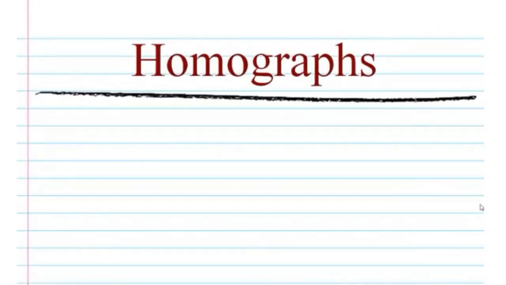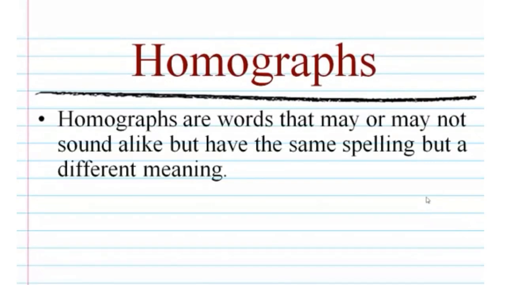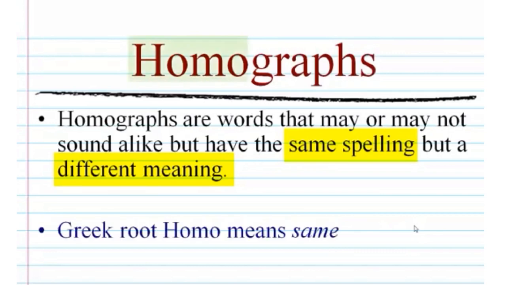All right, so then what are homographs? Homographs are words that may or may not sound alike, but have the same spelling, but a different meaning. All right, well, this sounds very similar to a homophone, so let's look at the Greek word parts.